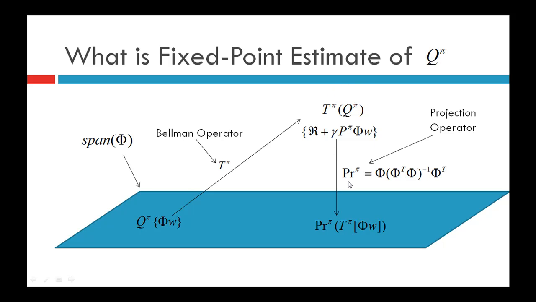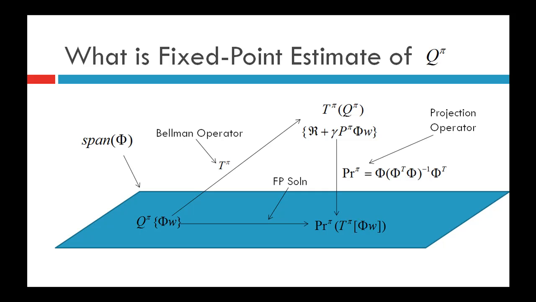So after applying this PR pi T pi Q pi, we'll bring it back onto this hyperplane, and once it is in this hyperplane, any linear combination of the columns of the matrix phi can represent this value, this PR pi T pi Q pi, because it lies on this hyperplane, the span of phi. So there must be a certain linear combination of the columns of this matrix phi that represents this vector. Therefore the fixed point solution finds the weight vector such that phi times w is equivalent to PR pi times the Bellman operator applied to the value function phi times w.